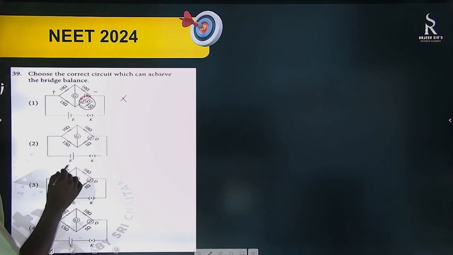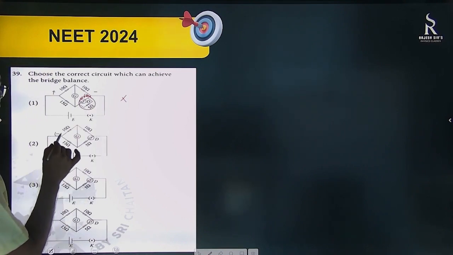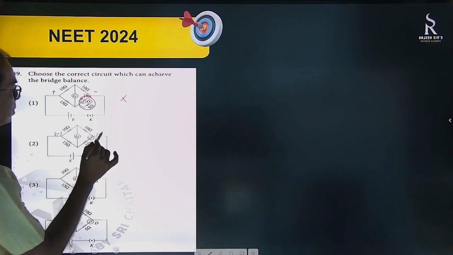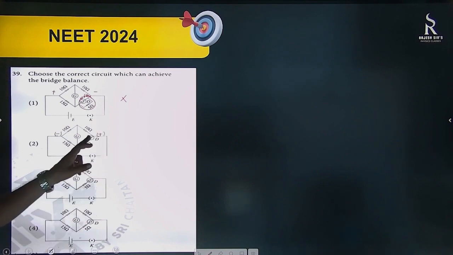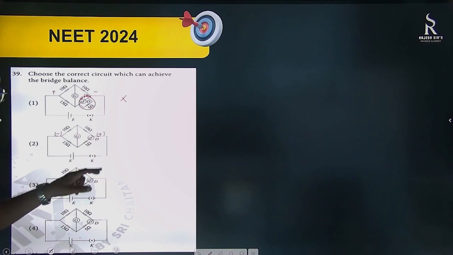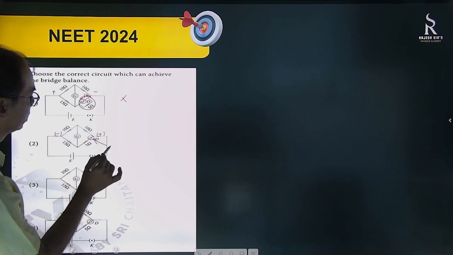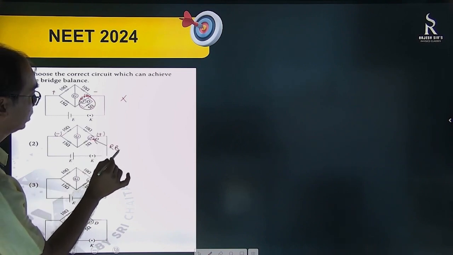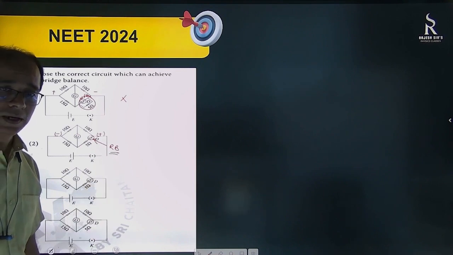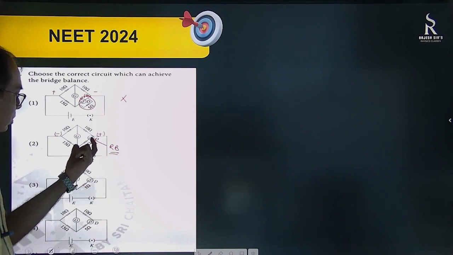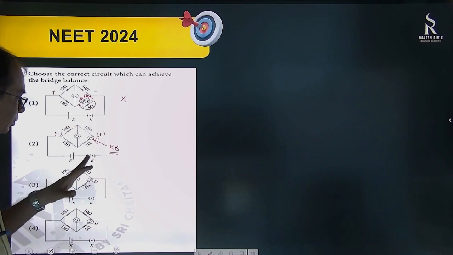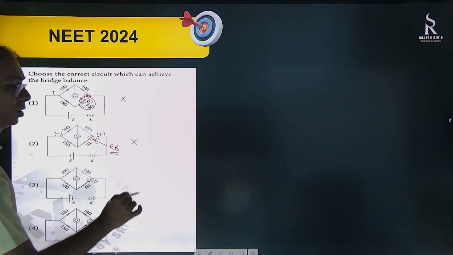Okay, see here. Now this is negative here and this is positive. This is positive means this is reverse bias. The reverse bias resistance is very high, infinite in fact. So no current will pass through this one. This is also not possible.